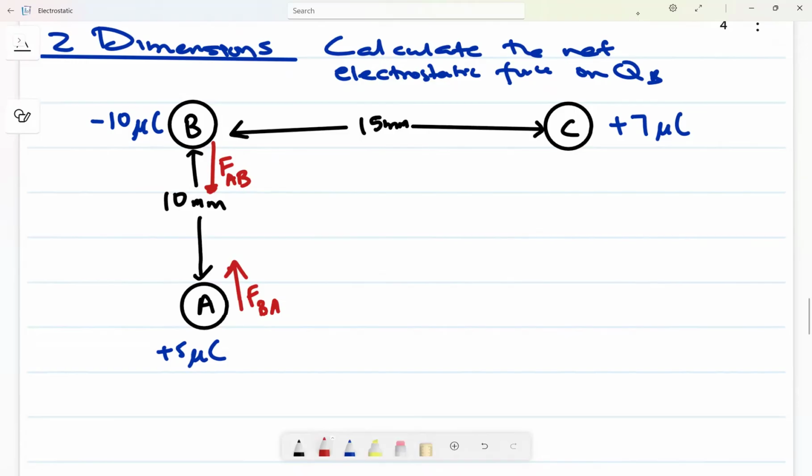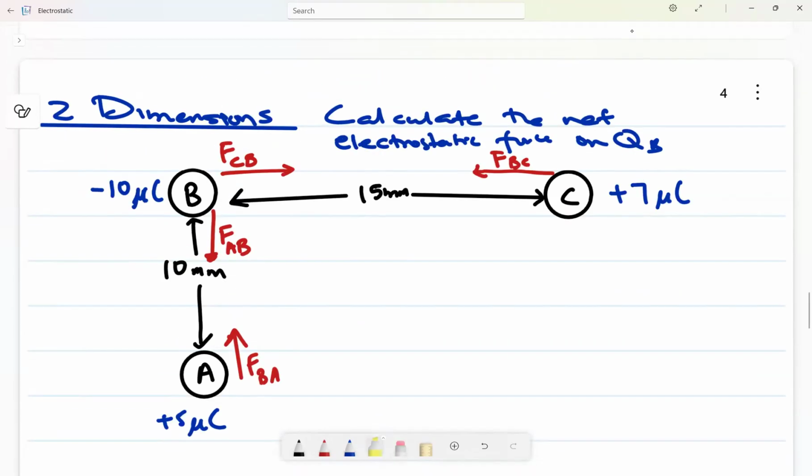Then between B and C, there is an attraction. So it means now this will be the force that C exerts on B. It will cause B to move in that direction. But similarly, here, this will be the force that B exerts on C. B will say, come to the left, let's meet. Okay. But now we are interested in what? In the net electrostatic force on QB. What other charges do to B? They cause B to move where? Okay. Yes.